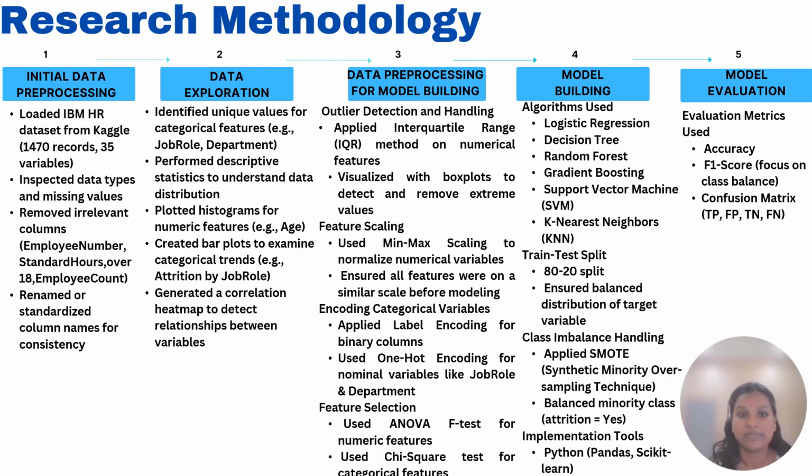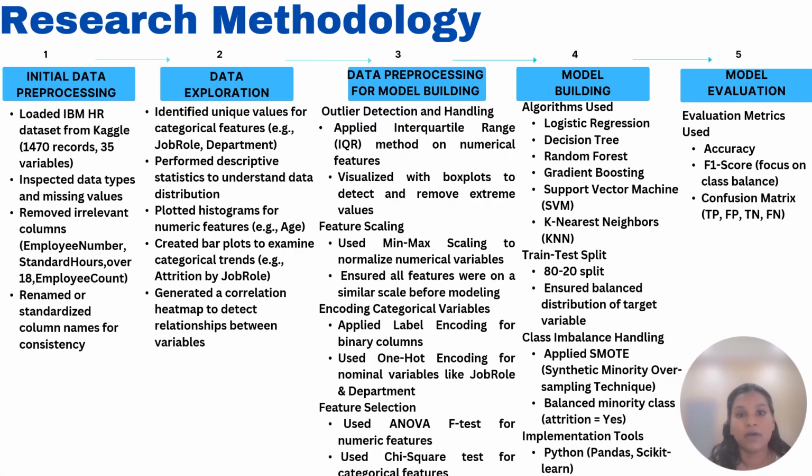Step 4. Model building. Moving into the model building, I tested 6 algorithms: logistic regression, decision tree, random forest, gradient boosting, support vector machine (SVM), and K nearest neighbors (KNN). I split the dataset using an 80-20 train-test ratio to ensure fair evaluation. To handle the class imbalance, since only a small portion of employees had left the company, I applied SMOTE, the synthetic minority oversampling technique. This helped to balance the dataset by oversampling the minority class. All models were implemented in Python using libraries like pandas and scikit-learn.